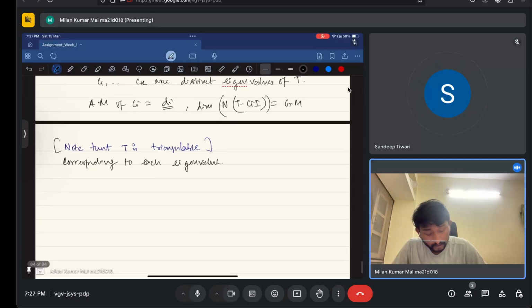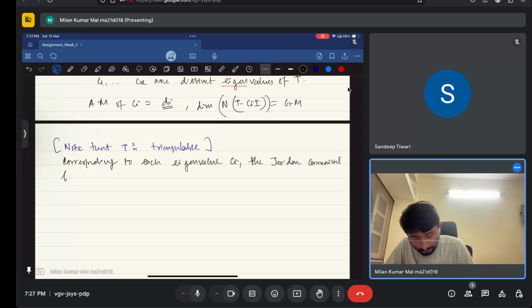Okay, sir. Corresponding to each eigenvalue ci, the Jordan canonical form must contain a block of the form.